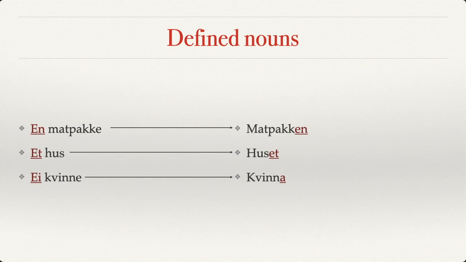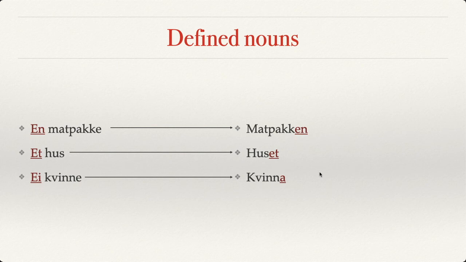We need to know the genders of nouns for a number of things. The first and most basic thing is that we need to define these nouns. When we talk about defining nouns, we talk about going from a something to the something. In English, we change the article, we go from "a" to "the". In Norwegian, what we do instead is we alter the noun itself. For masculine nouns, we literally take the en article that we just talked about and we put it at the end of the noun. We do the same for a neuter noun. We just take the article et and we put it at the end of the noun.